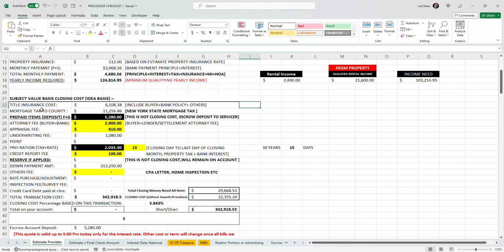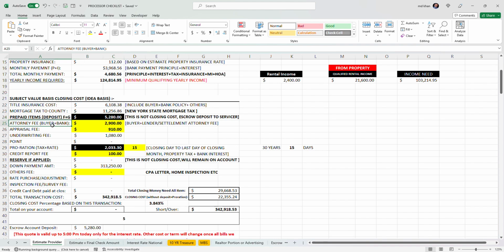If we disclose 1% of the loan amount for the title insurance, then we need $6,100. And we have to pay the mortgage tax on our buyer's side, which is $11,256.86, and possible escrow. I want to discuss that later, the reason why I'm going to tell you. So just leave it here for now.